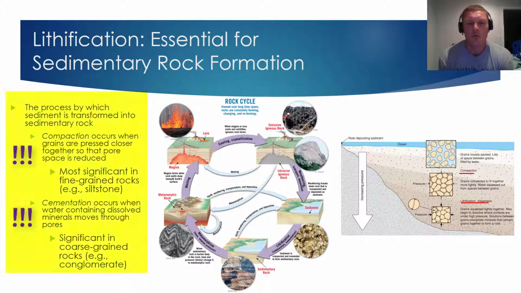There are two primary ways in which sediment can be transformed into sedimentary rock. The first is compaction, and that's when the sediment grains get pressed closer and closer together so that the pore space in between them is reduced significantly. Compaction is most significant for your fine grain rocks, for instance siltstone. The other process by which sediment is transformed into sedimentary rock is cementation, and that occurs when water containing dissolved minerals moves through pore spaces in sediment. Those dissolved minerals can recrystallize, and they can act just as cement would act for our folks knowledgeable in construction. Cementation is significant in coarse grain rocks, for instance conglomerate.